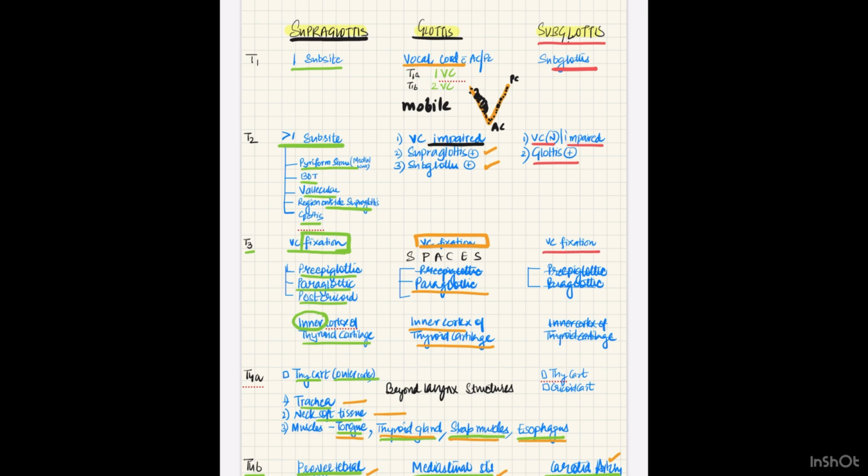Then spaces will get involved: pre-epiglottic space, paraglottic space, and thyroid cartilage. Again, the inner cortex of thyroid cartilage. Okay, T4A, the outer cortex of thyroid cartilage, and cricoid cartilage will also get involved. Then the structures that are beyond larynx. So beyond larynx, again we have trachea, soft tissues of neck, deep extrinsic muscles of tongue, thyroid gland, strap muscles, esophagus. T4B, again same: prevertebral posteriorly, mediastinal anteriorly, and carotid artery.